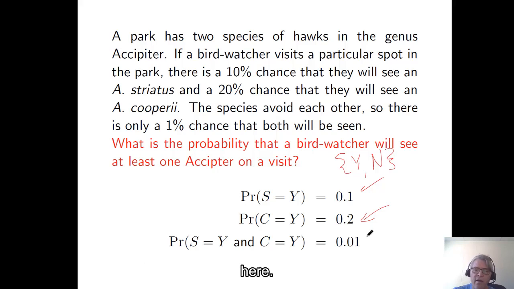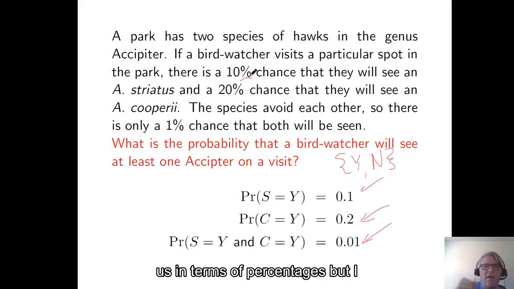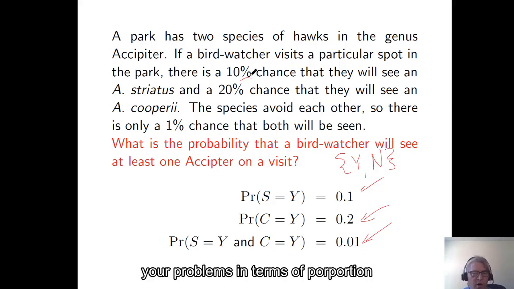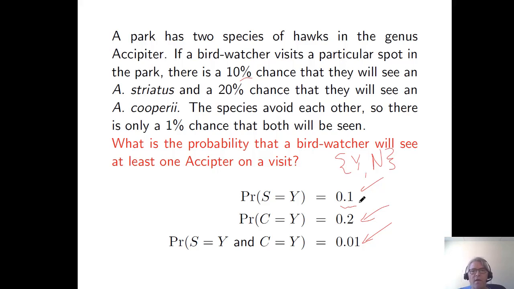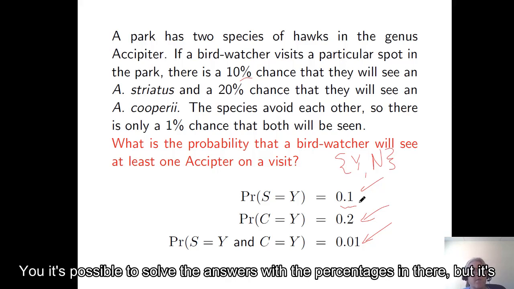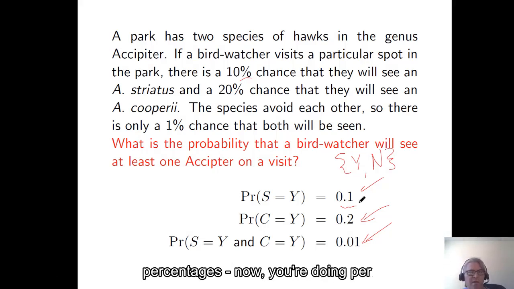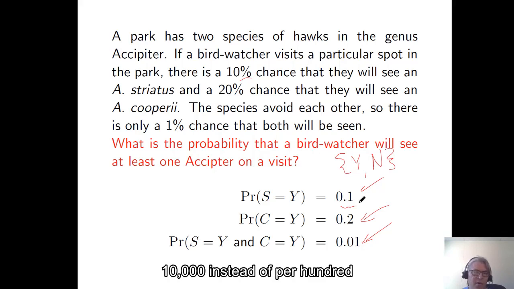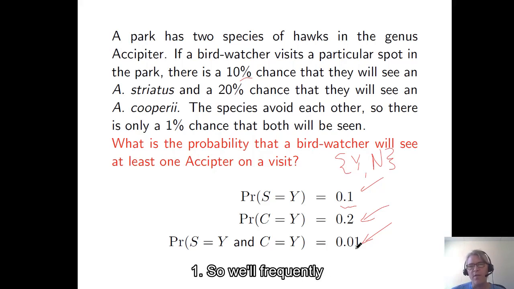One thing I should point out here is often probability statements are given to us in terms of percentages, but I highly recommend that you work all your problems in terms of this proportion notation. So convert them from percentages to numbers in the 0 to 1 range. It's possible to solve the answers with the percentages in there, but it's really easy to mess yourself up and forget when you multiply 2 percentages, now you're doing per 10,000 instead of per 100, and so it's much safer to work on the scale of 0 to 1. So we'll frequently just rewrite the probability statements in that format.